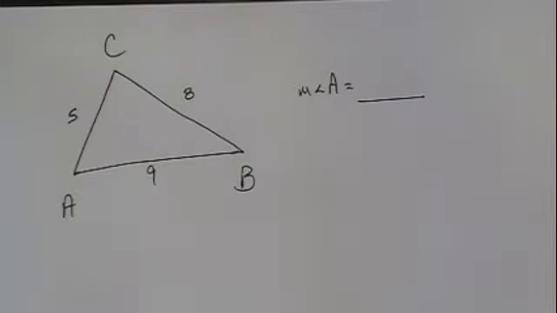For this example, we're given triangle ABC and we're given all 3 sides and asked to find the measure of angle A. We would not be able to use law of sines to solve this problem. Here's an example of a problem that we would have to use law of cosines to solve. So now set this up and solve for angle A.